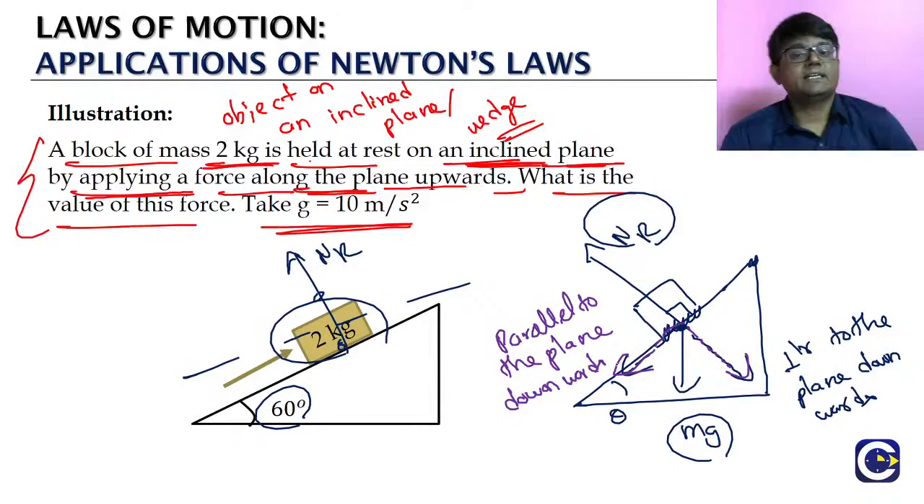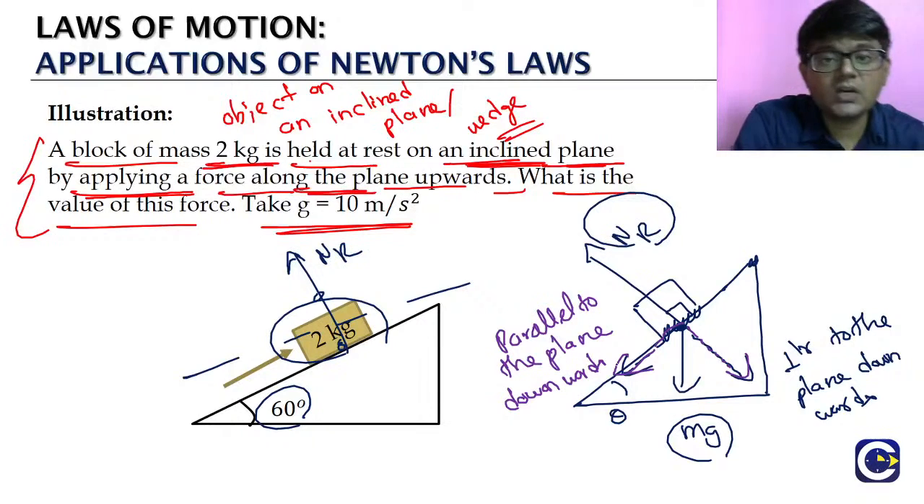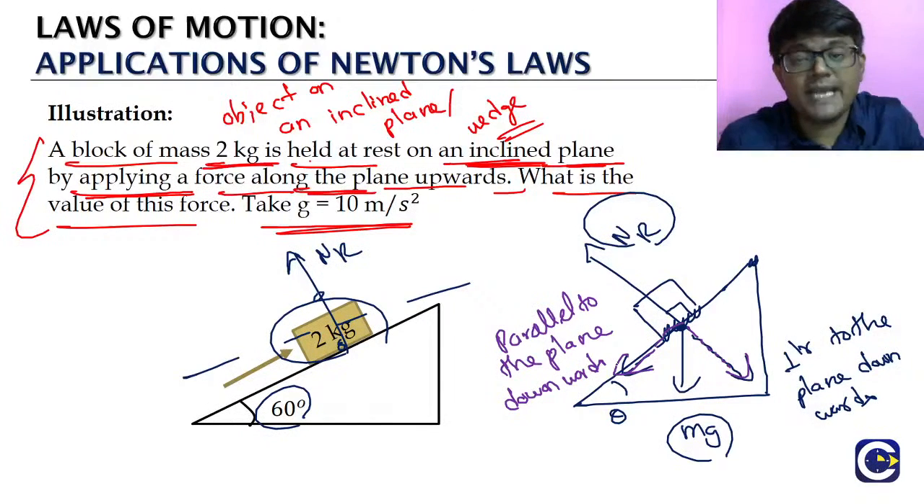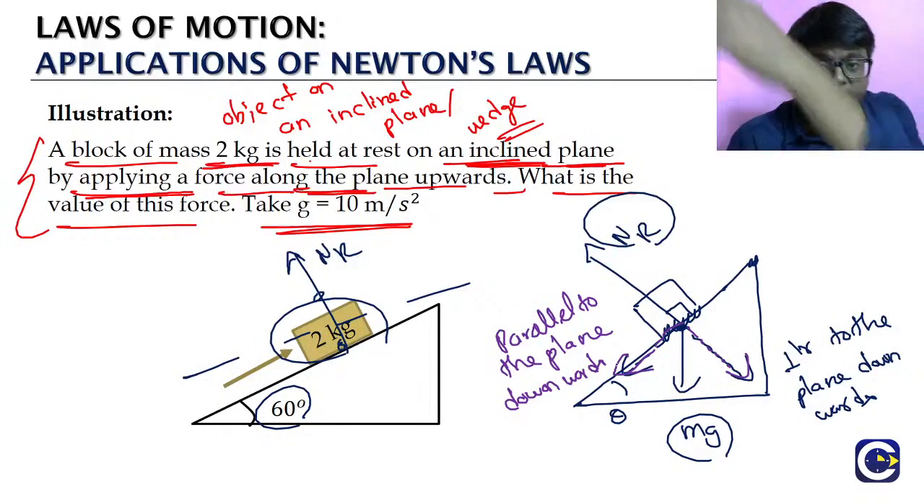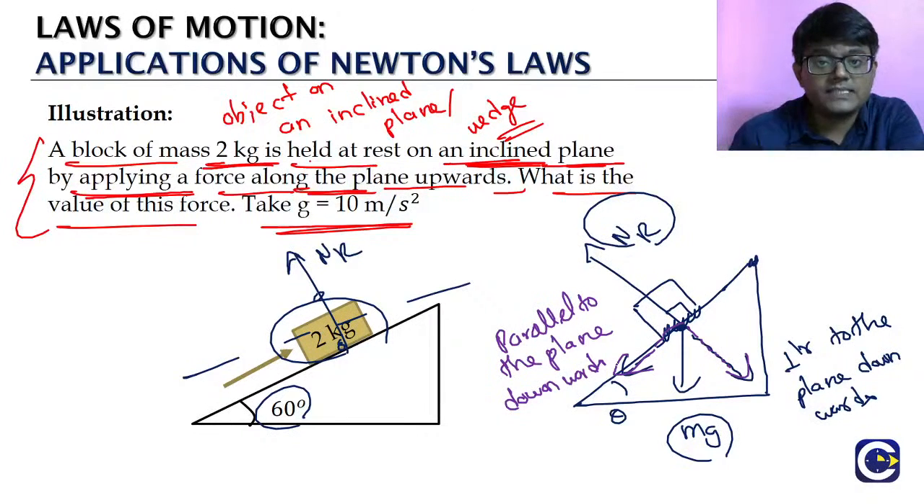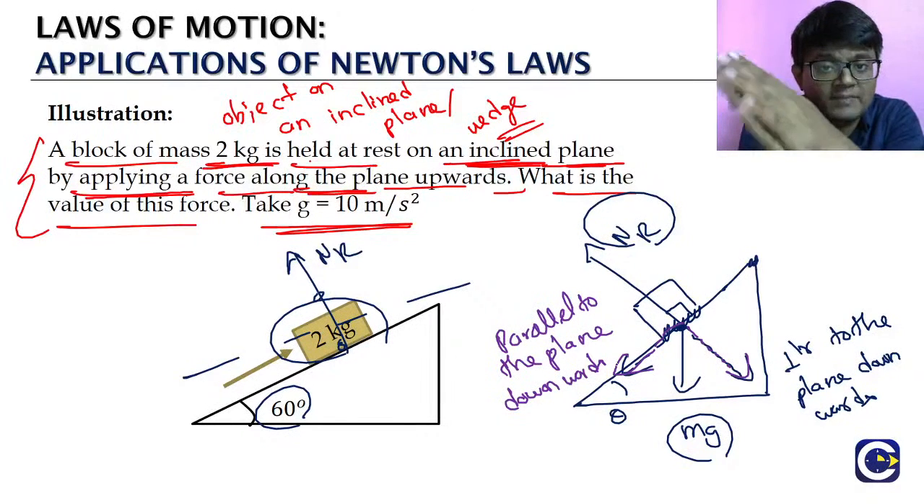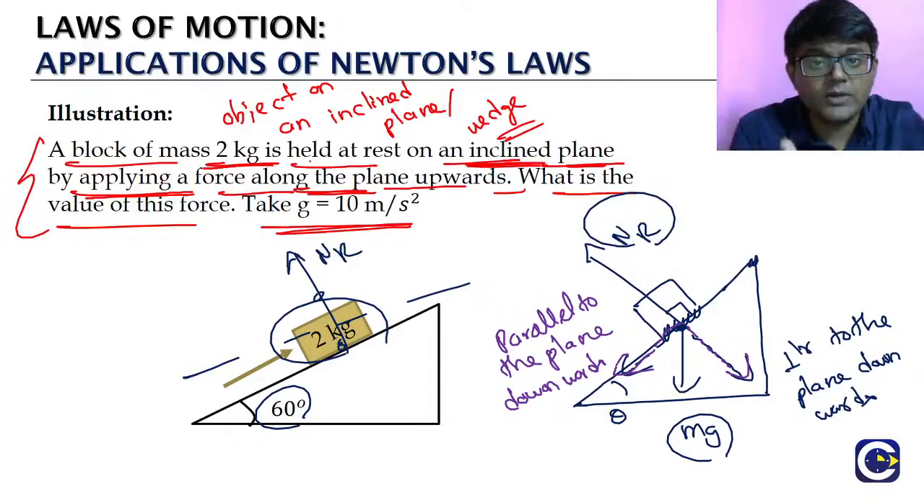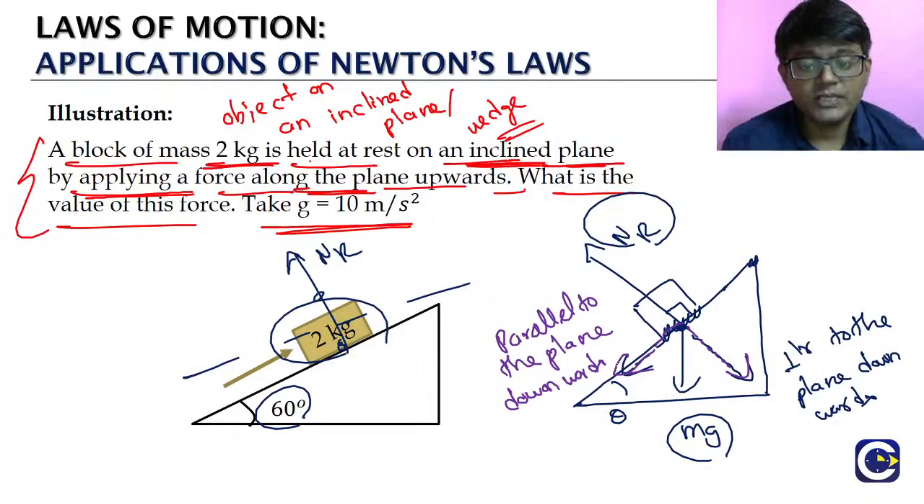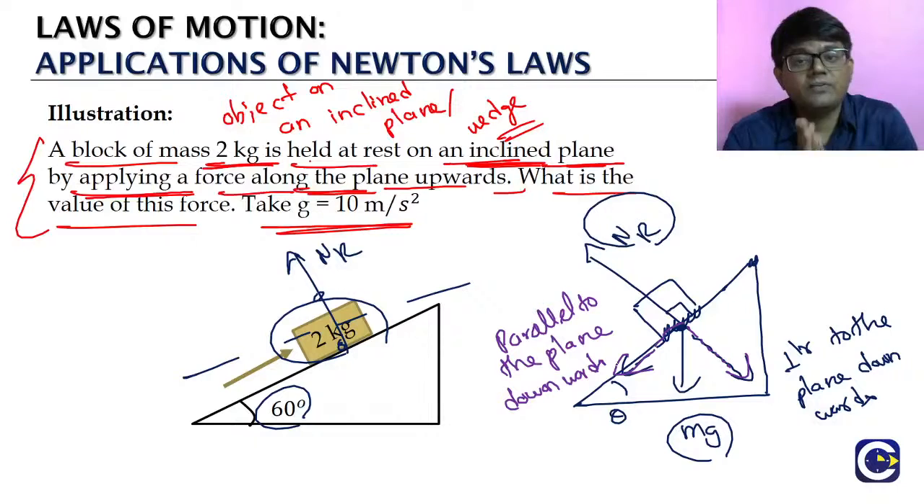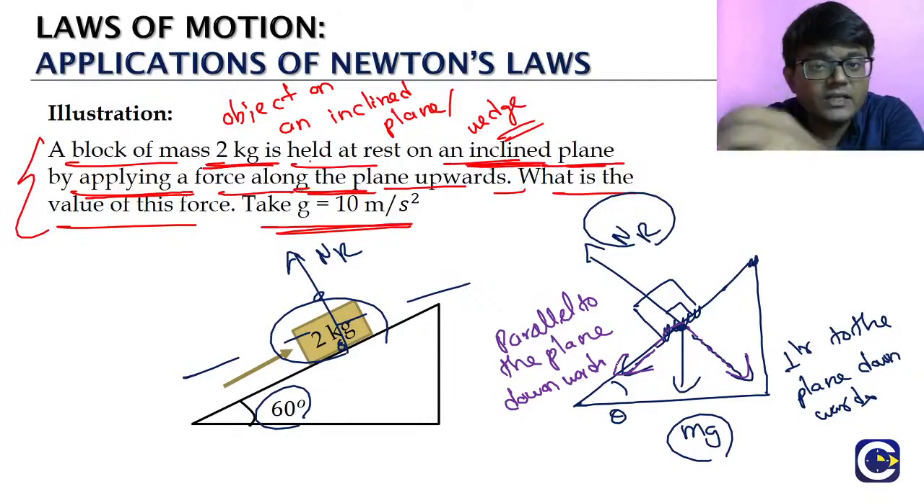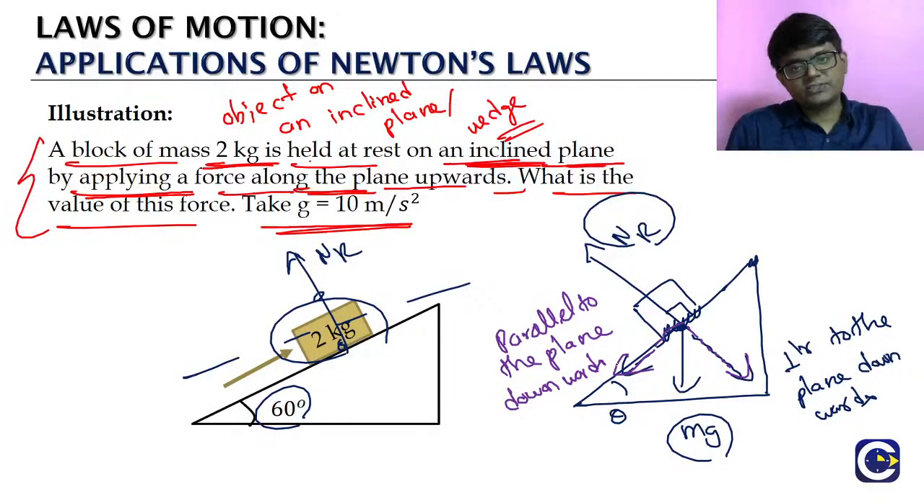So this is the reason. Weight has a component which is parallel to the plane downwards. This is why, when we keep objects on a smooth inclined plane, they are going to come down. Why are they coming down? Because there is a component of the weight which is acting along the plane downwards.